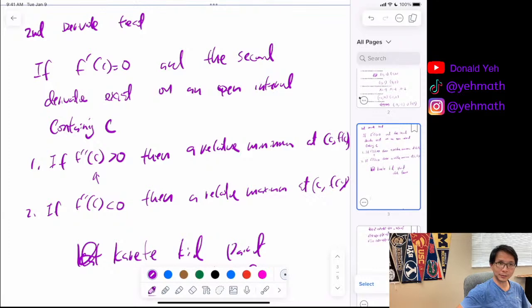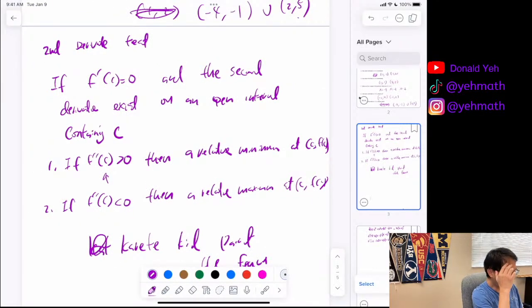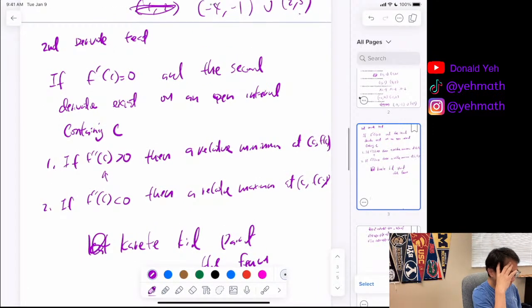Okay, so this is the second derivative test. The second derivative test says if f prime of c is equal to 0, and the second derivative exists on an open interval containing c, then: if f double prime of c is greater than 0, there's a relative minimum at c, f of c. If f double prime of c is less than 0, then it's a relative max, because less than 0 is concave down. Concave down is going to create a maximum at that particular point. So this is known as the second derivative test.